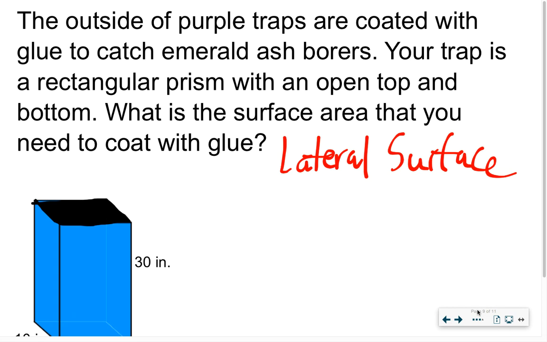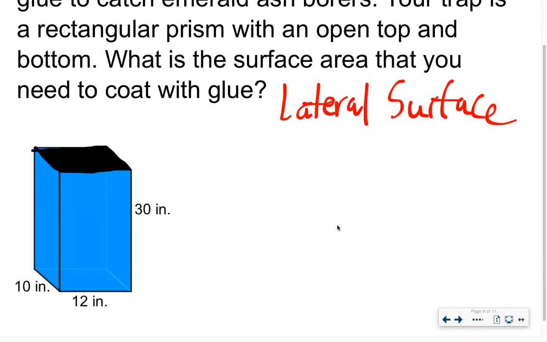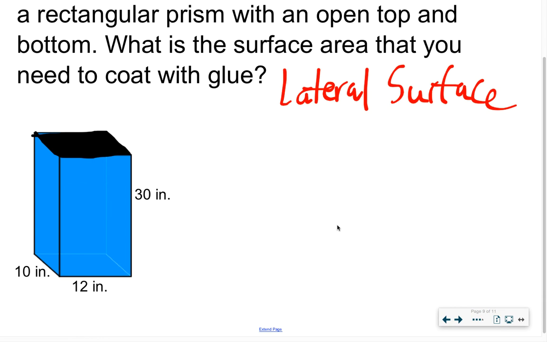This says the outside of purple traps are coated with glue to catch emerald ash borers. They're like animals. So you catch this trap as a rectangular prism. You can see it right here. It has an open top and an open bottom. So think of it as a rectangular box that has both this top part, and if you can see it, just barely down here, I can see it in mine, this bottom one, both cut out or removed.